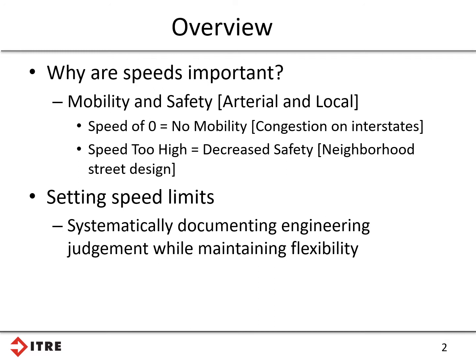Then on the other end of the spectrum, on a local street, a neighborhood street, safety tends to be the overriding driver, and really the complaints come from when speeds are too high and there's a sense of decreased safety, and that really applies on that neighborhood street design. A lot of complaints come in to local traffic engineers as people complain about drivers traveling through the neighborhood at speeds that are higher than what they think are acceptable and safe speeds.